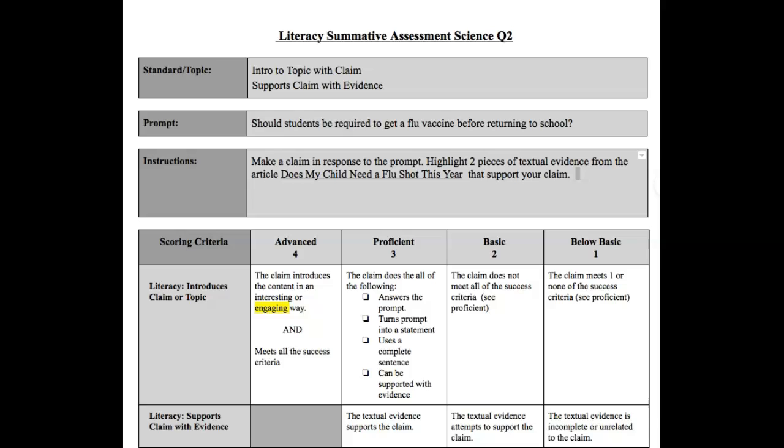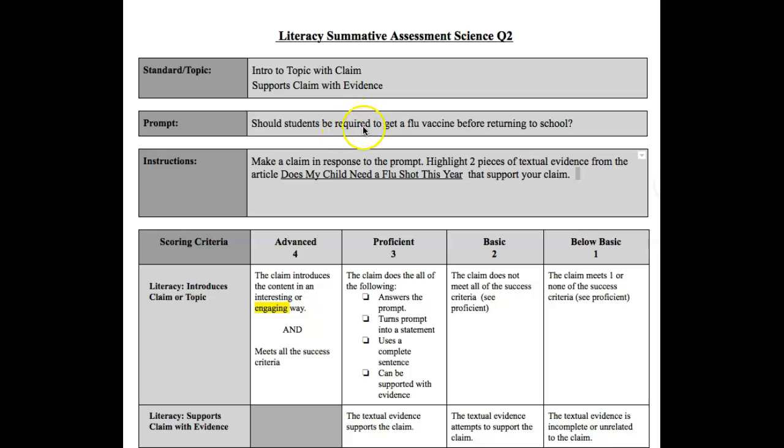So our first assignment this week is to review and unpack the rubric for a literacy summative assessment that you will be taking not this week, but the end of next week. We're going to assess two literacy topics. They should look familiar to you. One is Intro to Topic with Claim, and the second, you can see them up here under Standards, Supports Claim with Evidence. You're going to be reading an article and responding to this prompt right here.